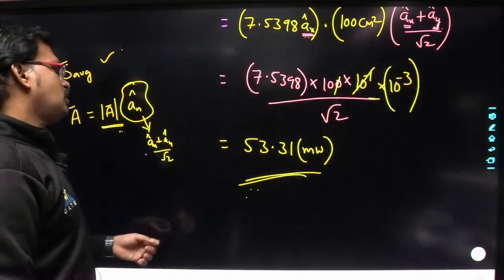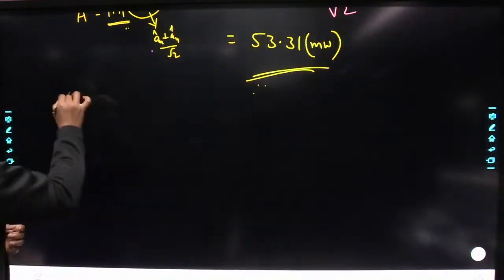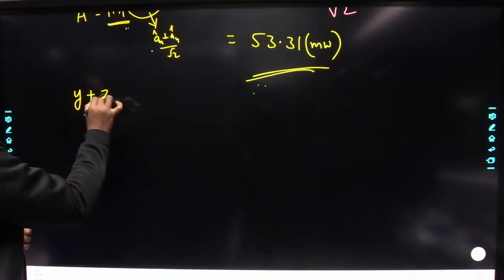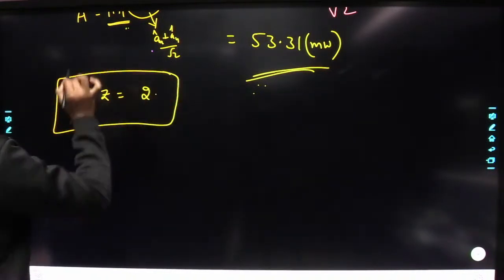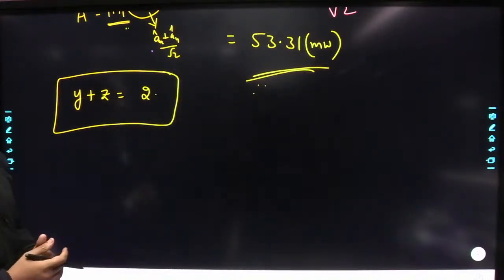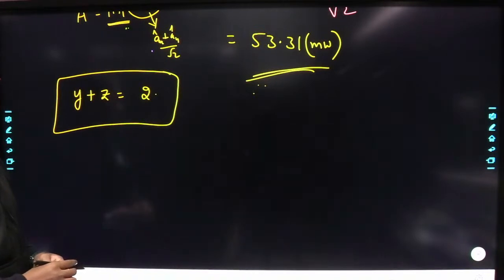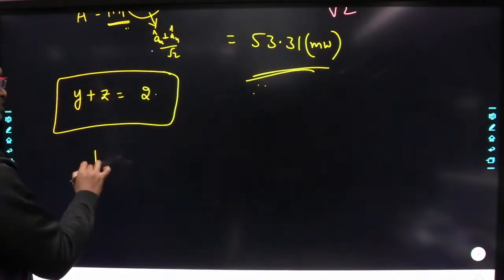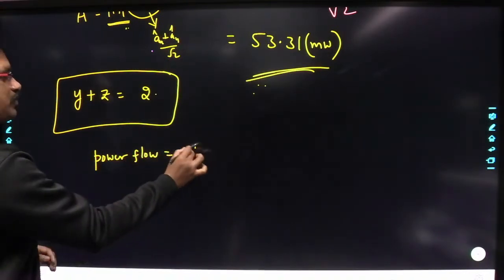If suppose they have given the plane as y plus z is equal to 2 here. In the same problem, if they have given the plane as y plus z is equal to 2, so in this case, what is the power flow through the surface you are going to get? They have changed only the equation of the plane here. That is, they have given as y plus z is equal to 2. So in this case, what is the power flow through the surface?